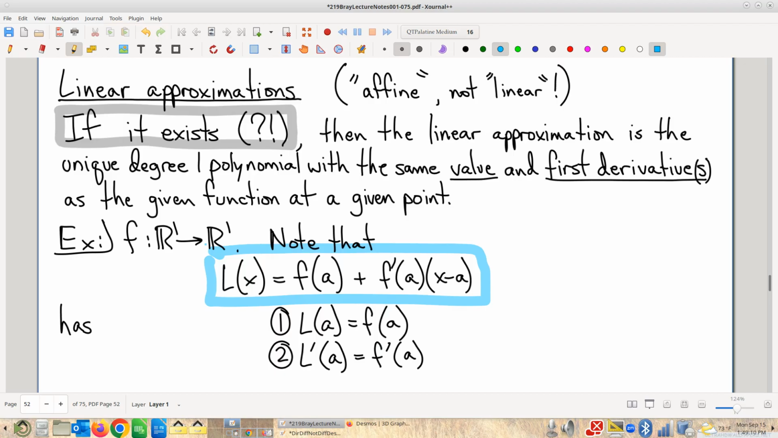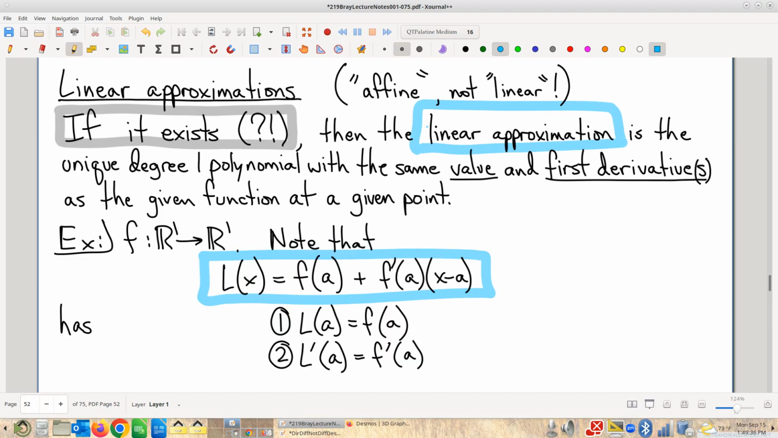Right? So what it comes down to is, is the function differentiable. So for the moment, I'm just going to say if it exists, under what circumstances does a linear approximation exist in a natural, meaningful way? Punt. We'll deal with that later. If it exists, this has to be it. Okay. And specifically, what it means to say that this is the linear approximation is that this is the unique degree 1 polynomial that agrees with f in the value it takes at the point a, and it also agrees with f in derivative at the point a.